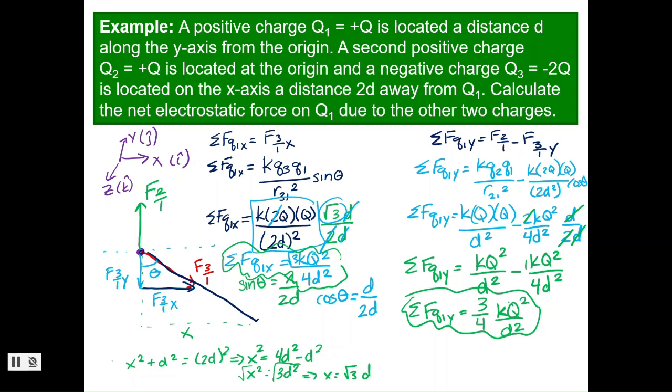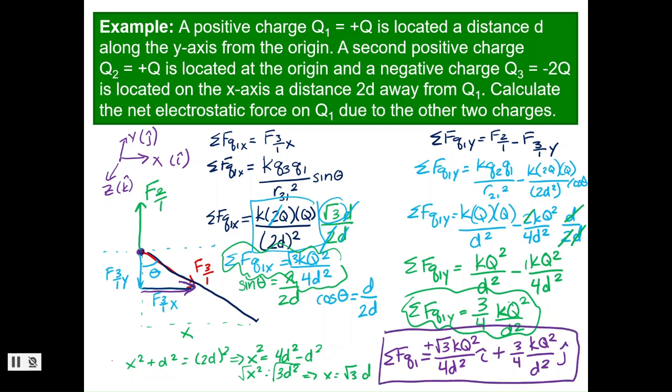But it's really handy because if I wanted to then write the net force of Q1, I can just do the square root of 3kq squared over 4d squared, and that is in the positive i hat direction, because that was in the positive x direction here. And then I can add 3 over 4 kq squared over d squared. And that is in the positive j hat direction, because it came out as positive, so f2 on 1 is bigger than f3 on 1y, so that's in the positive direction. And that can be my answer.